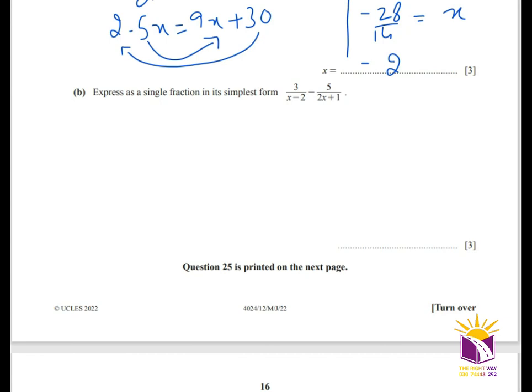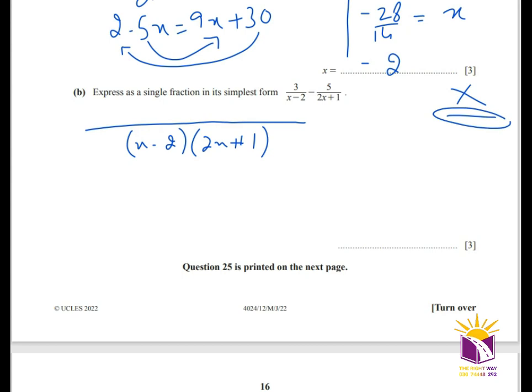Express as a single fraction in its simplest form: 3 over (x minus 2) minus 5 over (2x plus 1). I am going to use the cross multiplication and denominator multiplication for the LCM. Denominator multiplication means you have to multiply the denominators and write it in the denominator. (X minus 2)(2x plus 1), multiply and write in the denominator. And now cross multiply the other values.